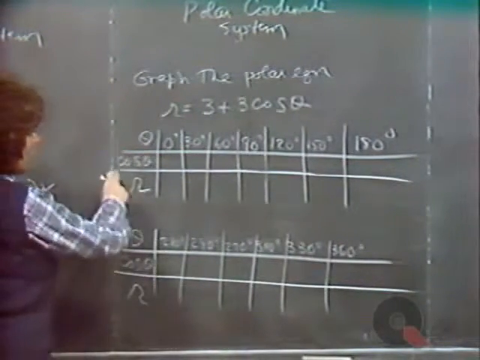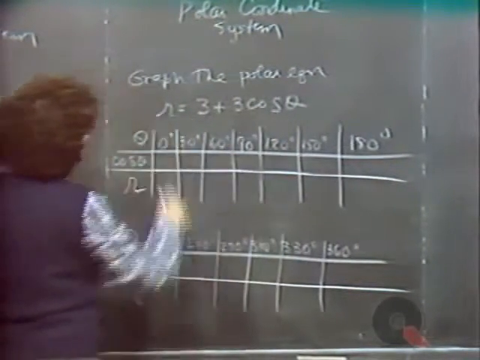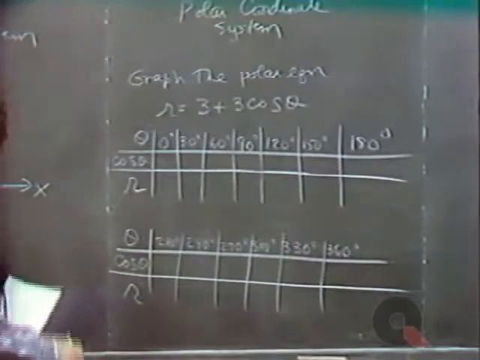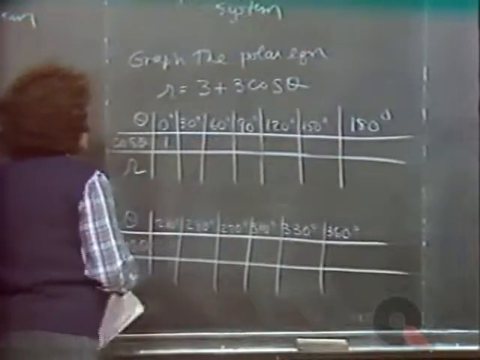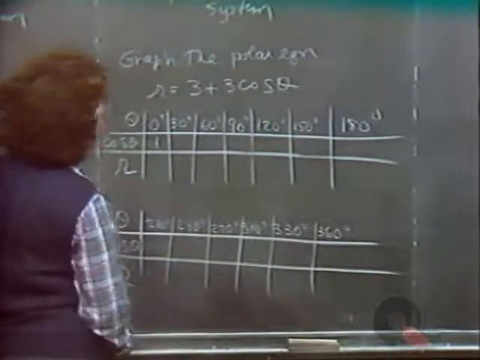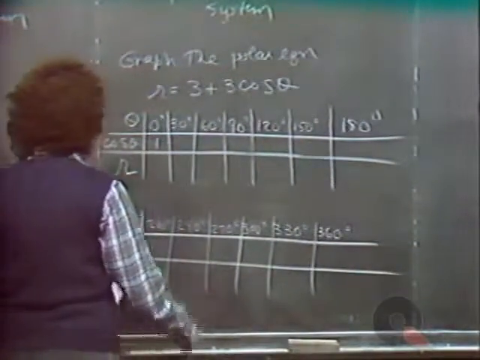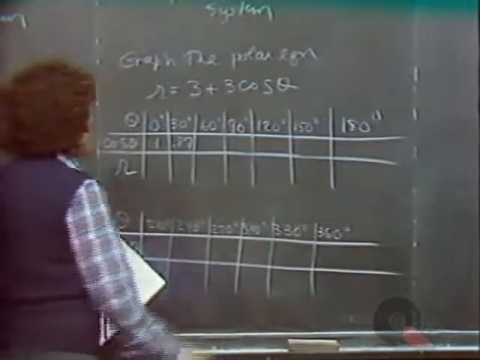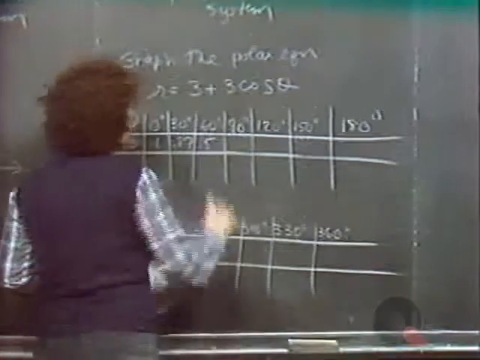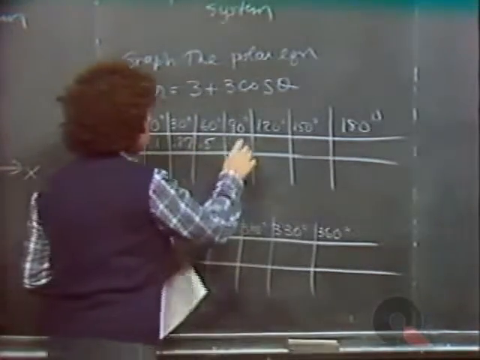We need, of course, the cosine of each of these angles if we intend to substitute in. So the cosine of 0 degrees is, of course, 1. The cosine of 30 degrees is the square root of 3 over 2, which is about 0.87. The cosine of 60 degrees is 1/2. The cosine of 90 degrees is 0.